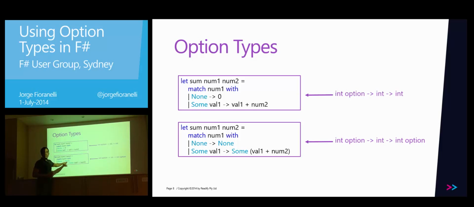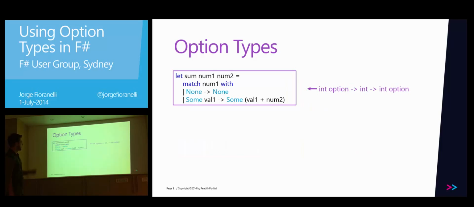And because we are returning None, now we need to be consistent with the type that we return. If we do have a value for num1, now we need to return Some of that computation. So we wrap the computation inside a Some object. And therefore, we have an option as a result. That's exactly the code that you saw there.